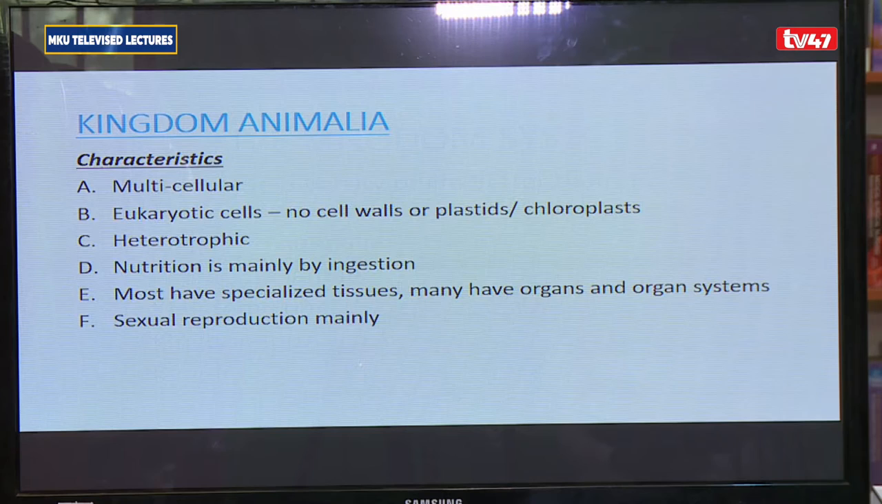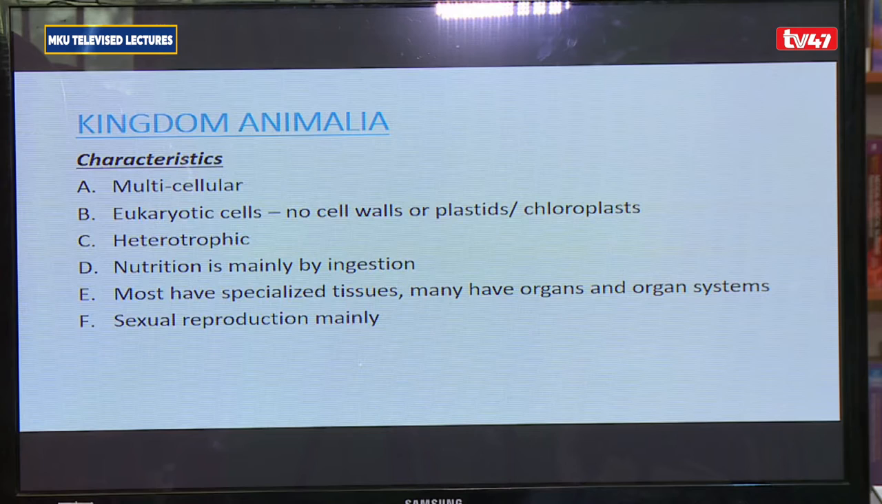This kingdom comprises of animals. The characteristics of the animals, you have got one, they are multicellular, meaning they are made up of many cells. Two, they are eukaryotic, meaning they have got a cell that has got a distinct nucleus covered by a nuclear membrane and distinct organelles. And then you find this cell doesn't have a cell wall and doesn't have plastids. Three, they have heterotrophic nutrition, meaning they obtain food material from other organisms.